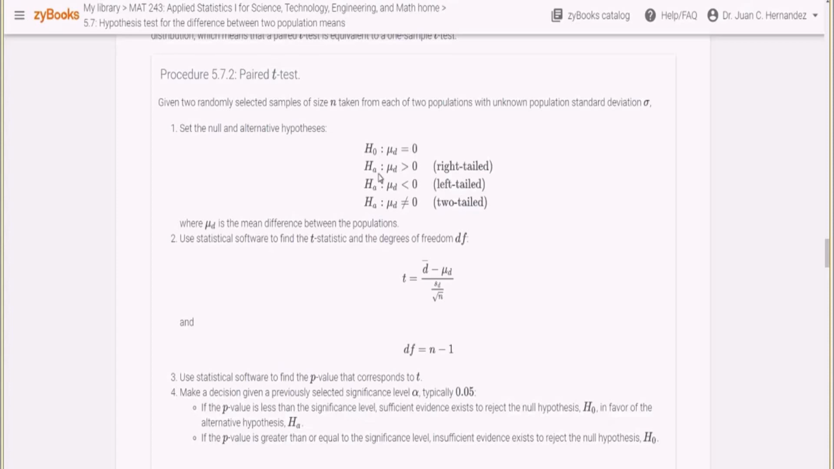The alternative hypothesis could take three forms. The first is that mu d is greater than 0. That's the right tail test. Mu d is less than 0. That's the left tail test. And mu d is not equal to 0, which is the two tail test. And again, mu d is the mean difference between the population measurements prior and post.